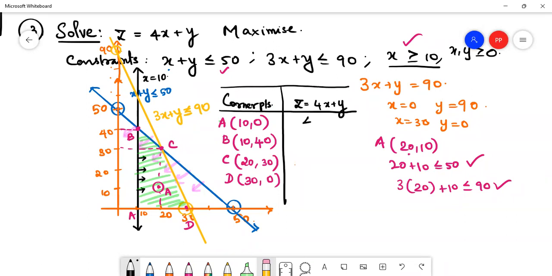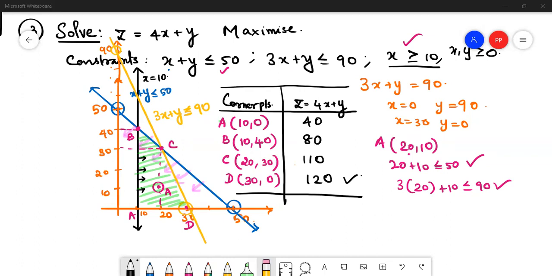So 4 into 10, 40. 40 plus 40, 80. 80 plus 30. So this is your maximum value. The maximum value is 120, and it occurs at 30, 0.